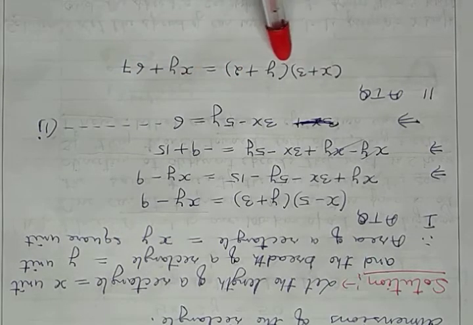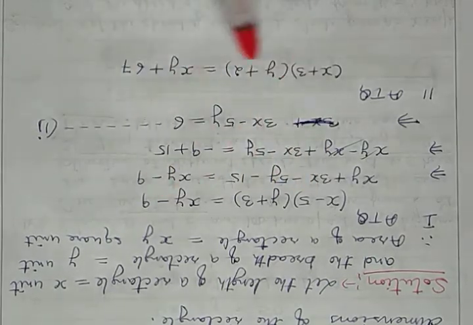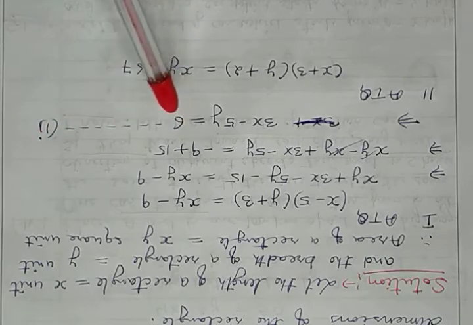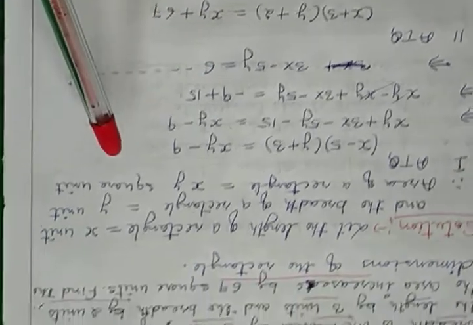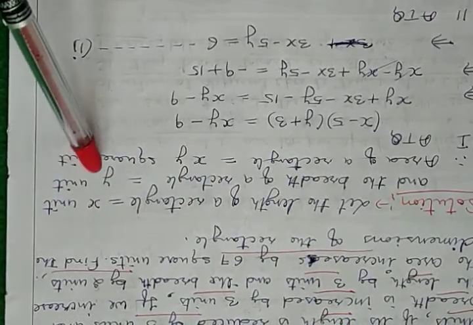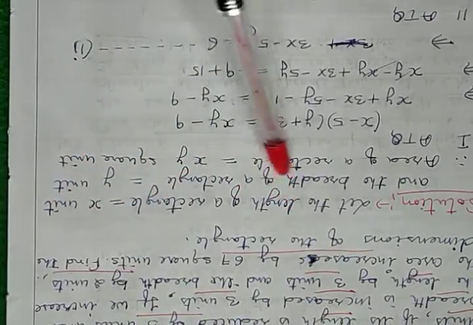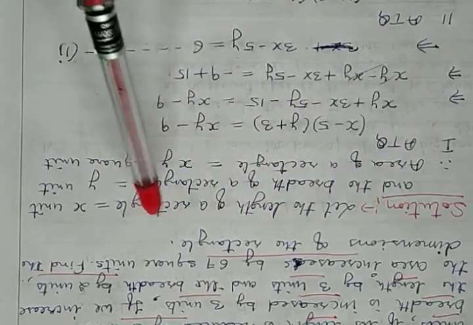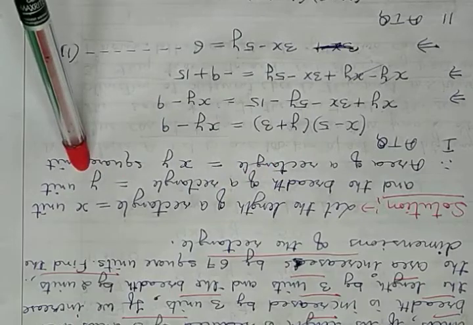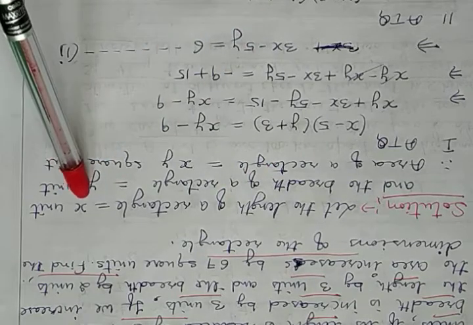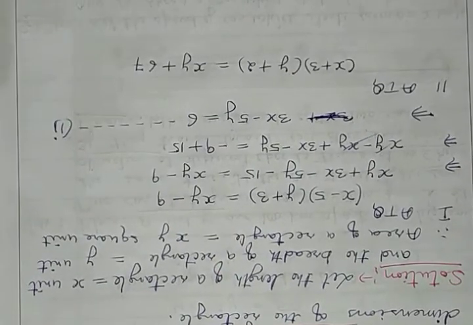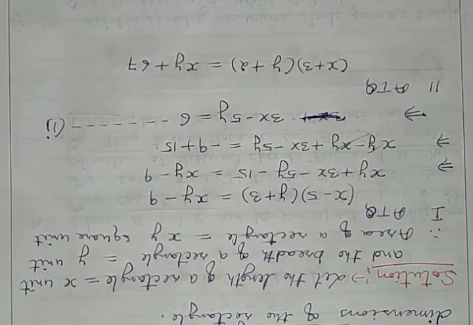So you will solve this in the same pattern, then you will get equation number 2. Once you get equation number 2, solve these two, equations 1 and 2, by any method. You will get the values of x and y, which means you will get the length and breadth of the rectangle. Here you have been asked for the dimensions. Dimensions means the length and breadth of the rectangle. Solve equations 1 and 2, you will get x and y, which are the dimensions of the rectangle. That's all for this. Thank you.